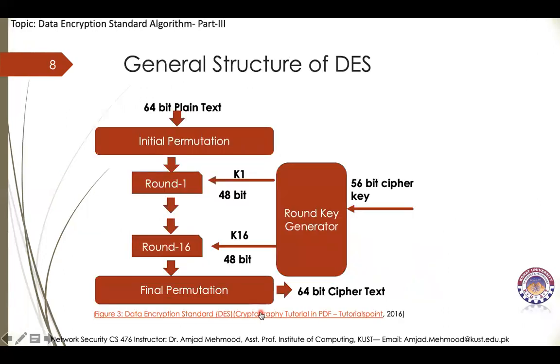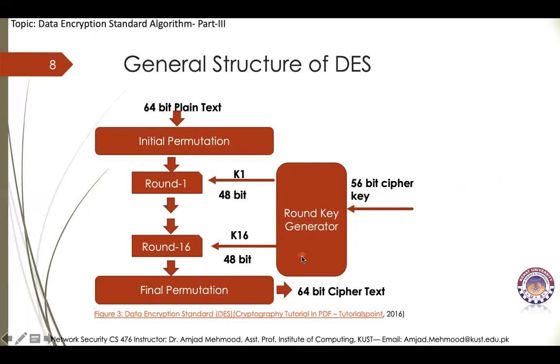This is the general structure. As I mentioned, the initial permutation and final permutation are outside of the rounds. Before the first round, you perform the initial permutation, and after the 16th round, you perform the final permutation. The key is 64-bit, but the 8 bits, one from each byte, are used for parity checking.